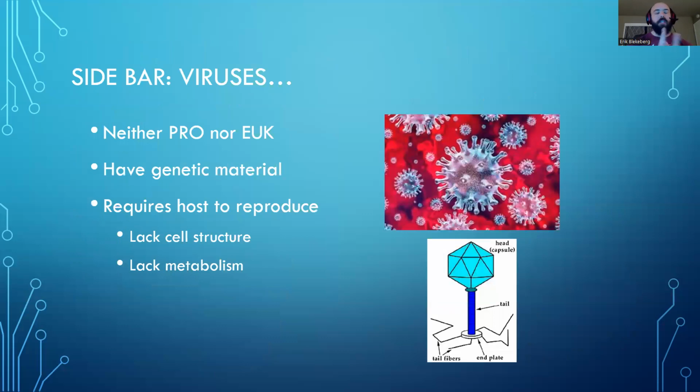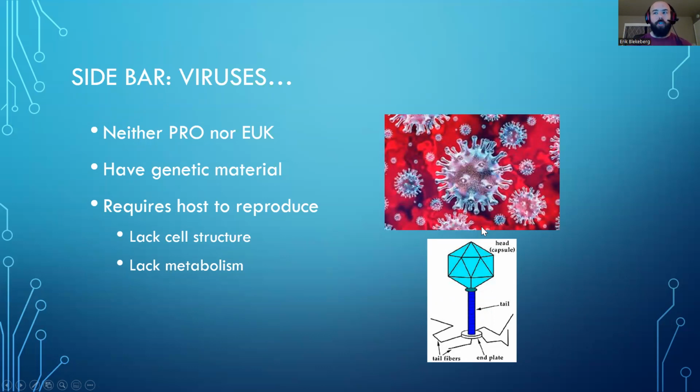Now, this is where I do want to mention viruses. Viruses have obviously been talked about a lot in more recent time, but viruses themselves are neither prokaryote nor eukaryote. They have genetic material, and that genetic material is going to be in this structure that you can see right here, where we have this polygonal, geometric structure. It's the head or the capsule. This is going to contain the DNA.